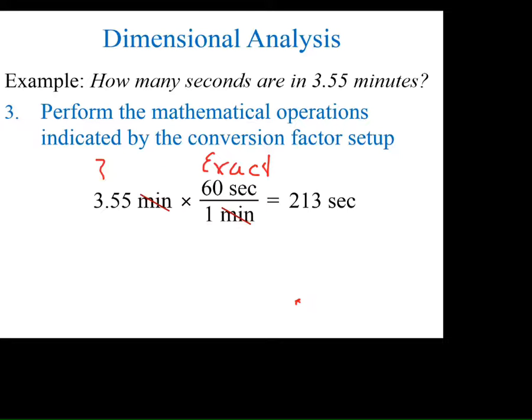So this one is 3 sig figs, but that one has been defined to be true. So 60 is not 1 sig fig. That is exactly 60.0000 forever. That's been defined to be true. So you're multiplying 3 sig figs by infinite sig figs. The answer should have the fewest, which is 3 sig figs. Does that kind of make sense?